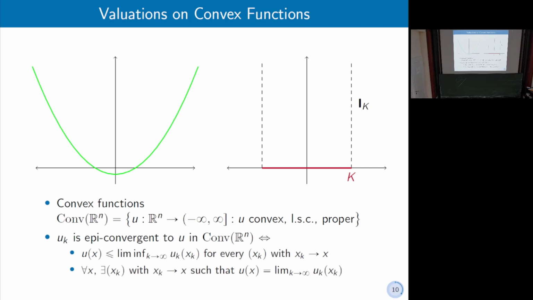This is called epiconvergence, or it's also called gamma convergence in the calculus of variations. And this is a formal definition here. Basically, as long as everything is finite valued, this is just pointwise convergence or local uniform convergence. And at the places where you're on the boundary, you have to be a bit more careful.